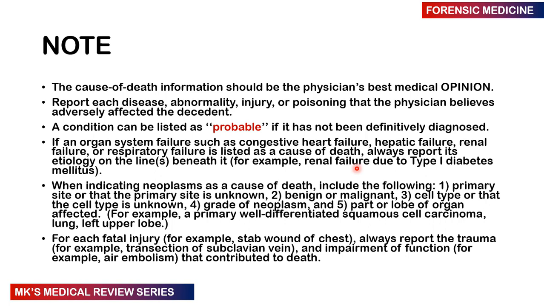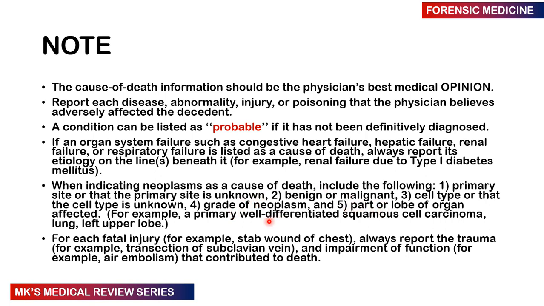And of course, when you're indicating that this person died because of a malignancy or neoplasm, then you have to write the primary site, or if the primary site is unknown. 2, you must write whether this is a benign or a malignant tumor. 3, you must write the type of cell, if the type of cell is known, if this is a squamous cell, if this is an adenocarcinoma. 4, you must write the grade of the neoplasm. Of course, this you can only get on the histology. 5, you must write the part or the lobe of the organ that's affected.